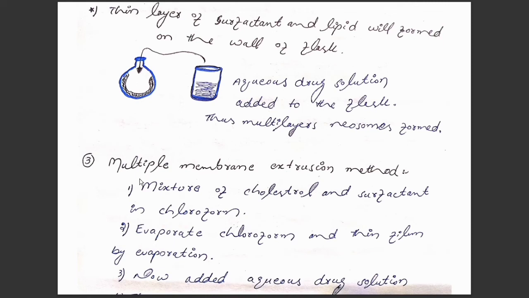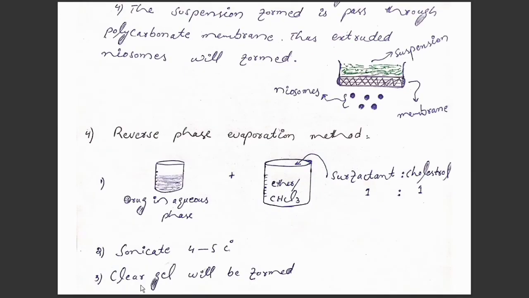So in this method, first we will prepare a mixture of cholesterol and surfactant in chloroform. Then we will evaporate the chloroform and we will get a thin film like this. We will get a thin film of the lipid and cholesterol. Then we will add the aqueous drug solution. After adding the aqueous drug solution, we will get a suspension, and that suspension is passed through the polycarbonate membrane. So when we pass that suspension through the polycarbonate membrane, we will get the Niosomes, and those Niosomes will be called extruded Niosomes.